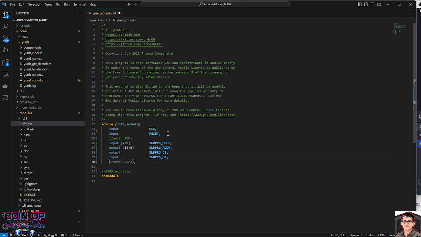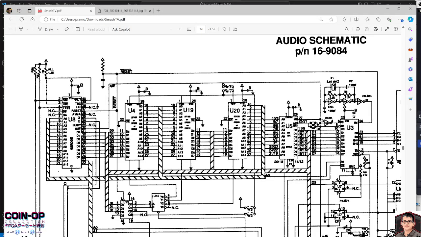All right. Now, let's go to the next part. So we have that. We have the ROMs going. The 6809 processor will leave there for the moment.